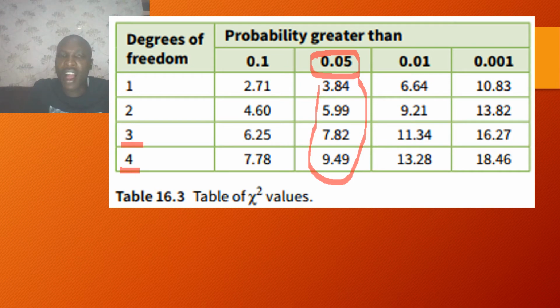So what do these values really mean? Let's say we have a degree of freedom of 3. We'll expect that the expected chi-squared value would be 7.82.